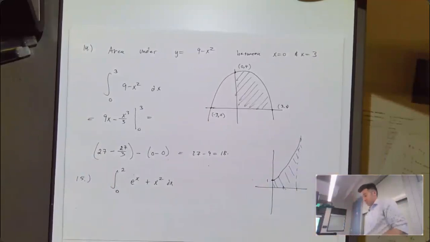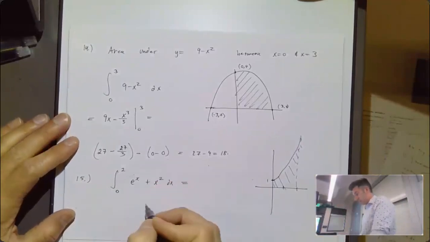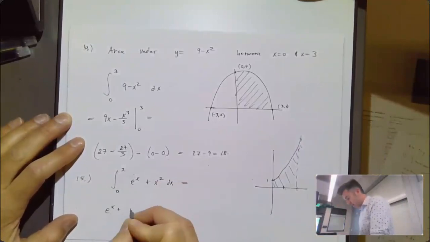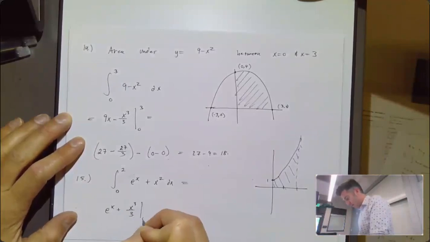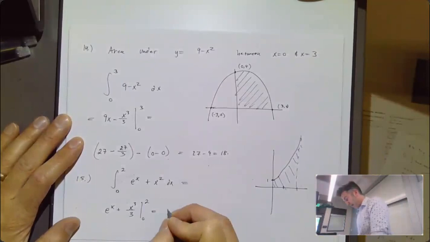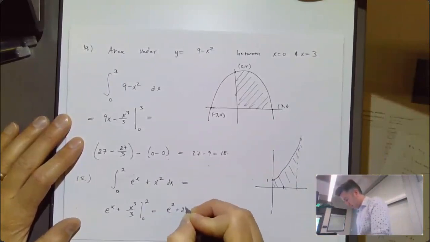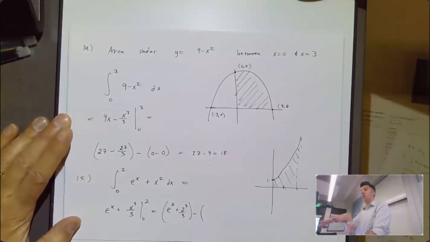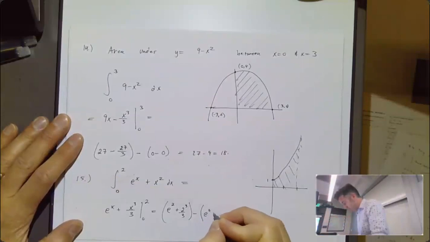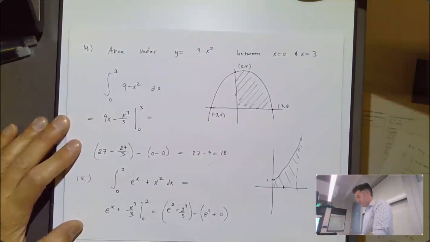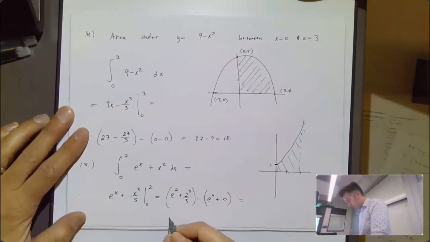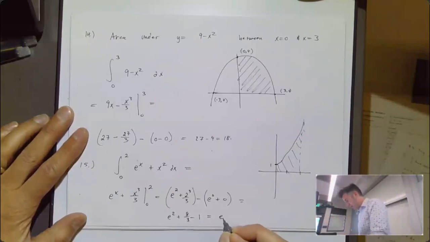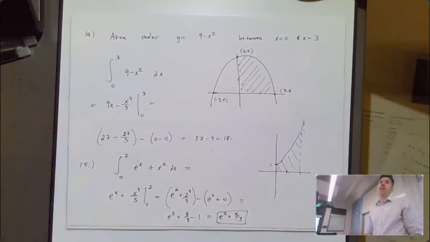Okay, so let's do it. I'm going to anti-differentiate this function. I'm going to get e to the x plus x cubed over 3 from 0 to 2. When I plug in 2, I get e squared plus 2 cubed over 3. Minus, when I plug in 0, I don't just get 0, right? I get e to the 0 plus 0. And e to the 0 is 1. So simplifying this a tiny bit, I'm getting e squared plus 8/3 minus 1. I would probably leave this as e squared plus 5/3. That's the simplest way I can write the answer.